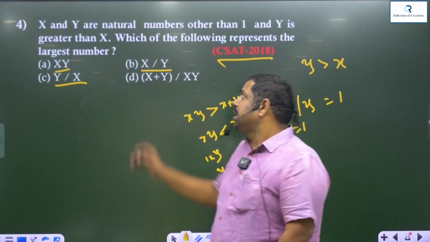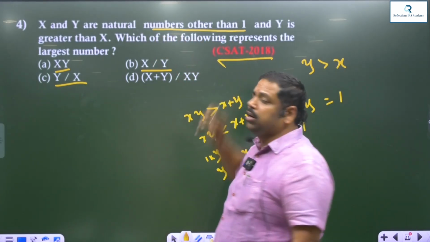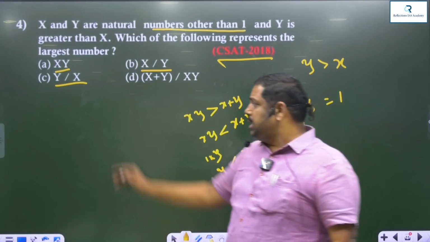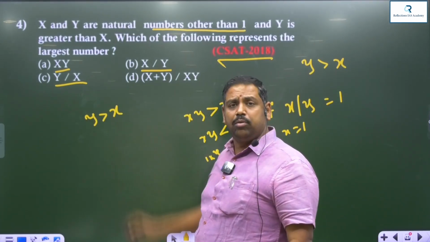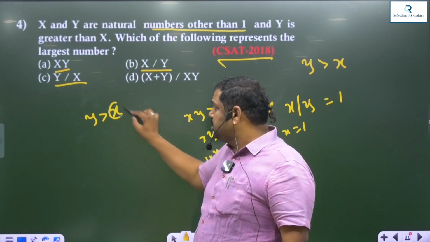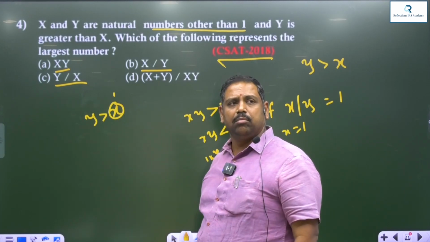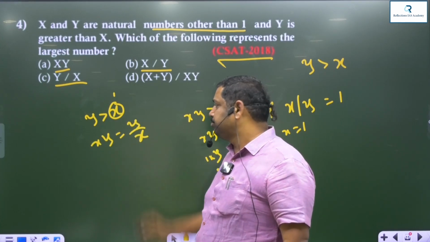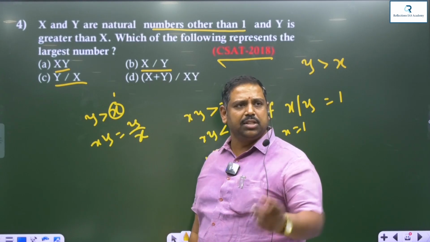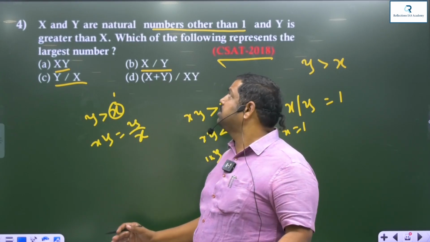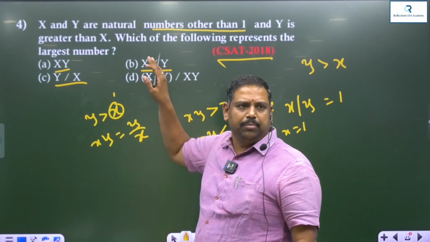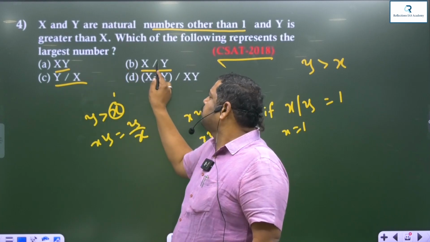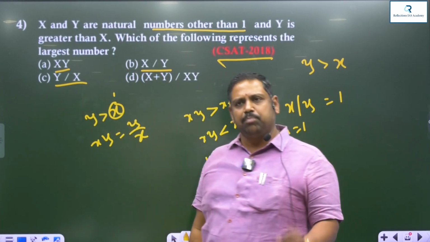He clearly specified that other than 1. If he didn't specify, the answer cannot be determined. See, y is greater than x, you know that. Suppose x is 1, then xy is equal to y by x, and you are unable to say which is greatest. That is the reason he clearly specified that none of the numbers is 1. So definitely, when compared to xy, x by y and y by x are smaller.